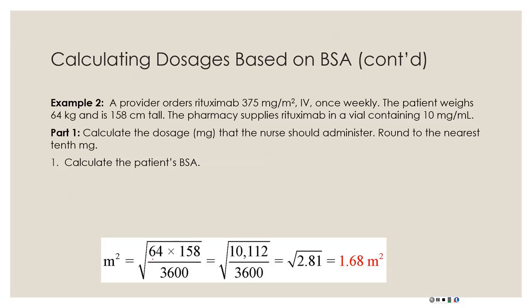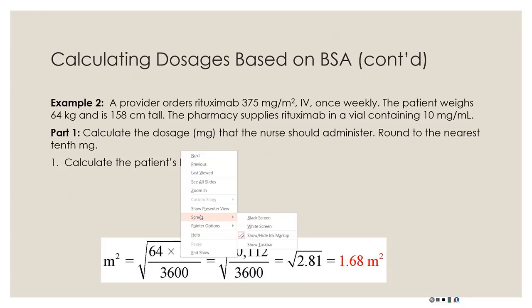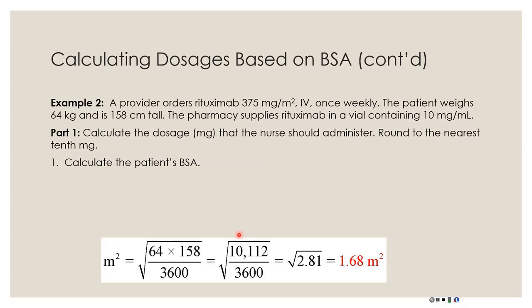We're going to go ahead and take 64 times 158, and we know that that goes over 3,600. So we get 64 times 158 is 10,112, and when you divide that by 3,600, you get 2.81. When you take the square root of 2.81, you get 1.68.